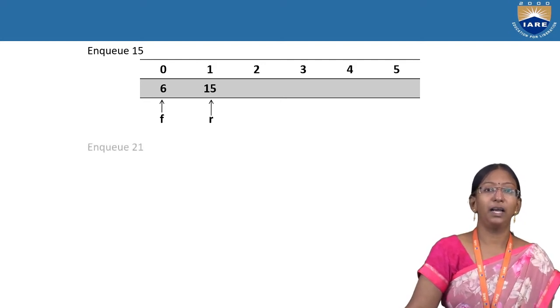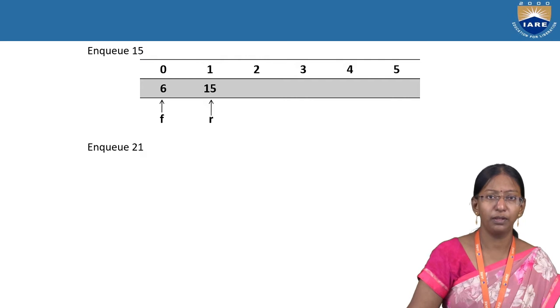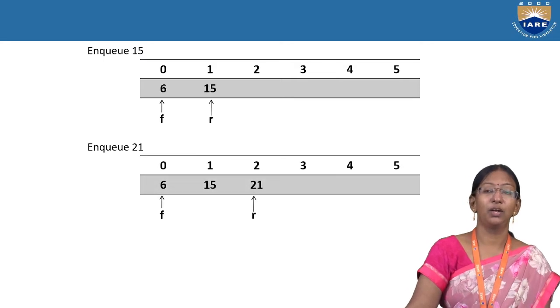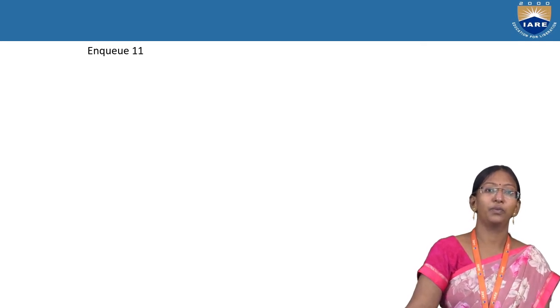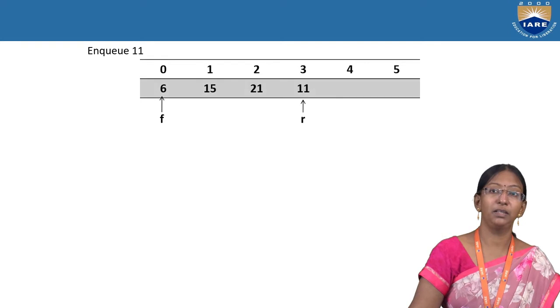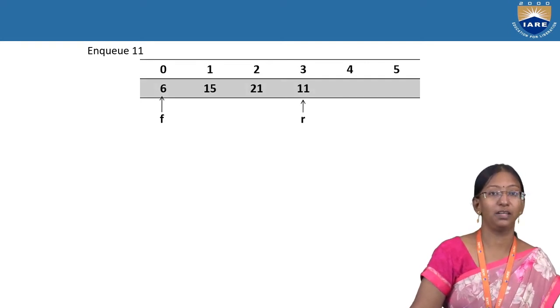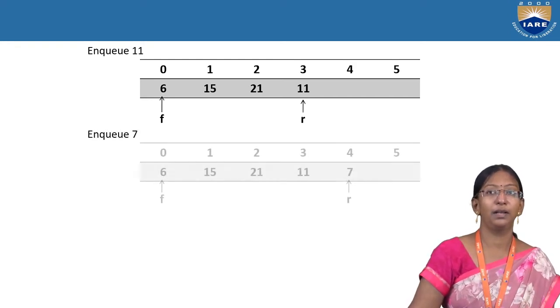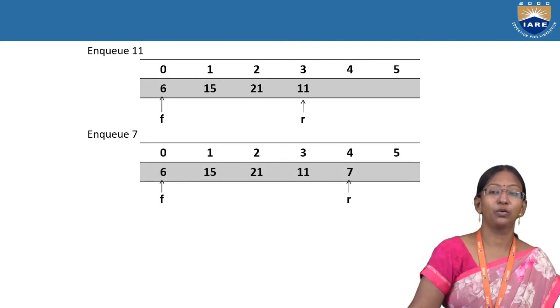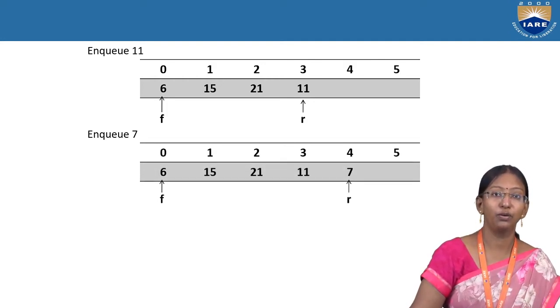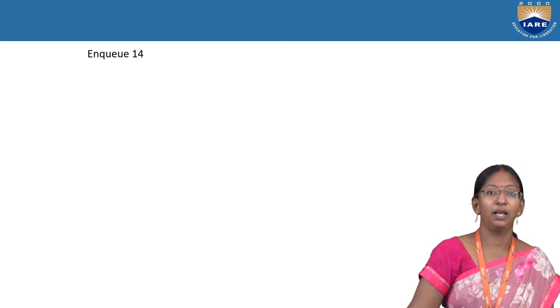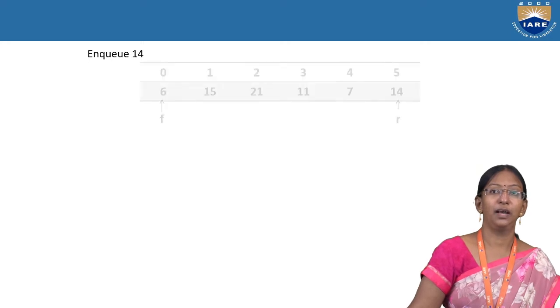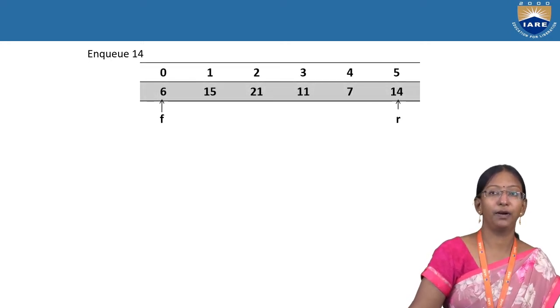Okay? And again, NQ 21. On which side are we going to insert? At the rear end. Increment the rear and insert the element. So my rear is pointing to 21 now. Next operation, NQ 11. At the rear end, I have to do this. Increment the rear. Now rear is pointing to index value 3. Right? NQ 7. Increment the rear value and insert the value 7. So my rear is pointing to index value 4, to the element 7. NQ 14. Rear will be incremented, index value 5.